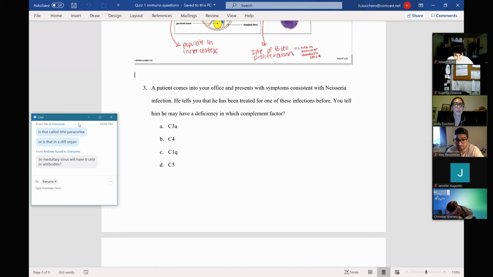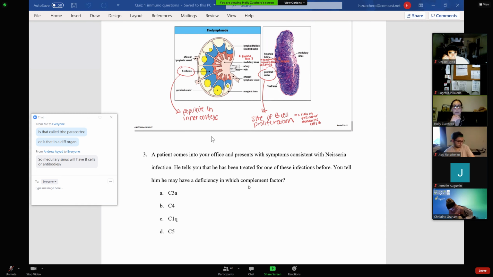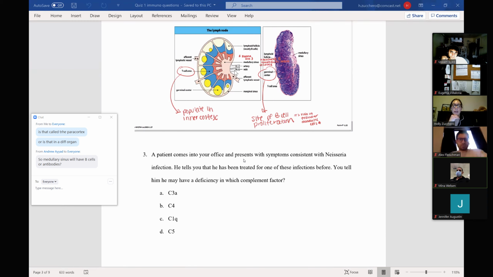So medullary sinus will have B cells or antibodies. So what do plasma cells make? Like, how's the order here? Because antibodies come from what? Can somebody shout that out? Plasma cells. Right, plasma cells. So your plasma cells are going to be in the medullary sinus, and what they do is make your antibodies, but you're not really going to have the antibodies in there. The antibodies are going to be floating around until they find their antigen to complex. Does that make sense?